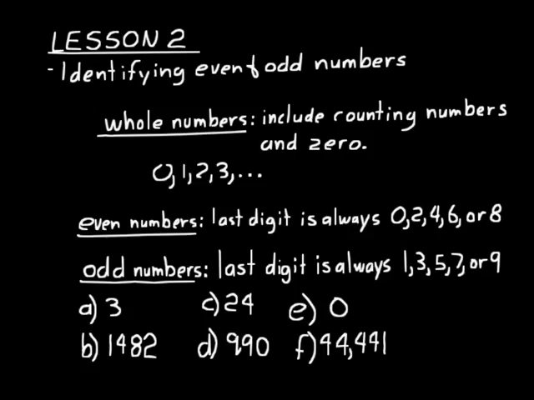Okay, well, I'll go ahead and circle the ones that are even. Remember, we can always tell if it's even if the last digit is 0, 2, 4, 6, or 8. Okay, so we have 1482. That would be 124, 990, and then 0, that is an even number because there's not like a last digit. There's only one digit, but it is 0, so that's even. And then 44,441, that's odd. It ends in a 1.